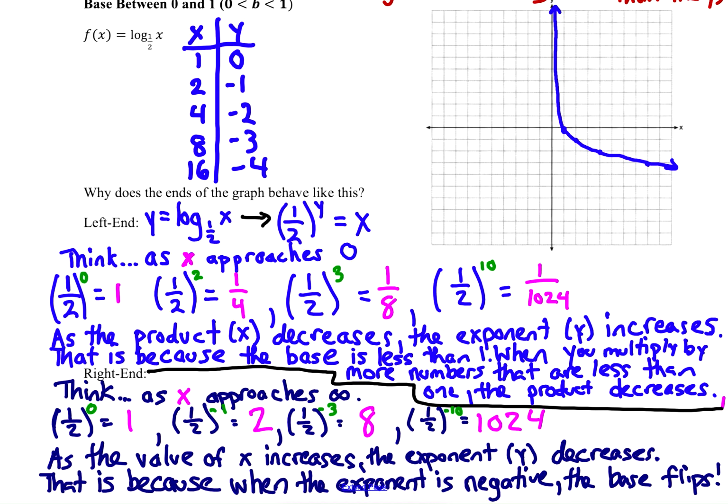That is because when the exponent is negative, think about it, the base is flipping. So x is going to be increasing, but the exponent is staying negative. Say we had 1/2 to the negative 20, that's going to make a large argument, but the exponent is getting more and more negative, which is why y is approaching negative infinity. So y would be the equivalent exponent in this case.